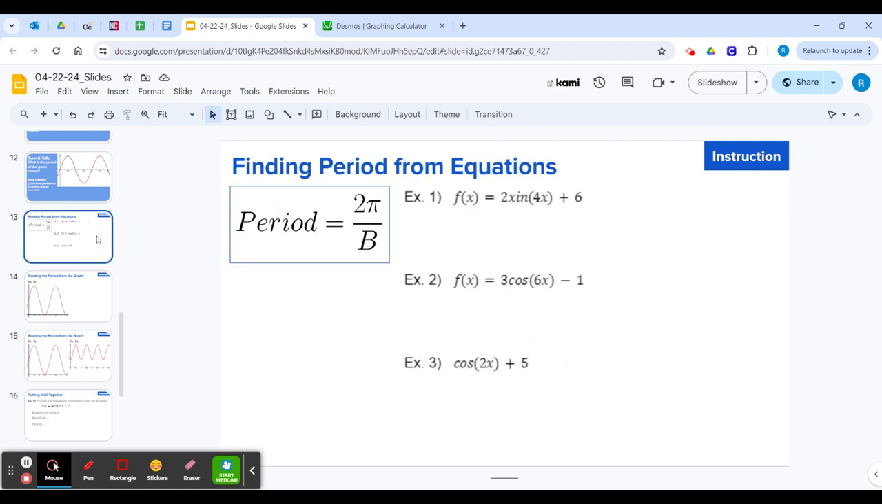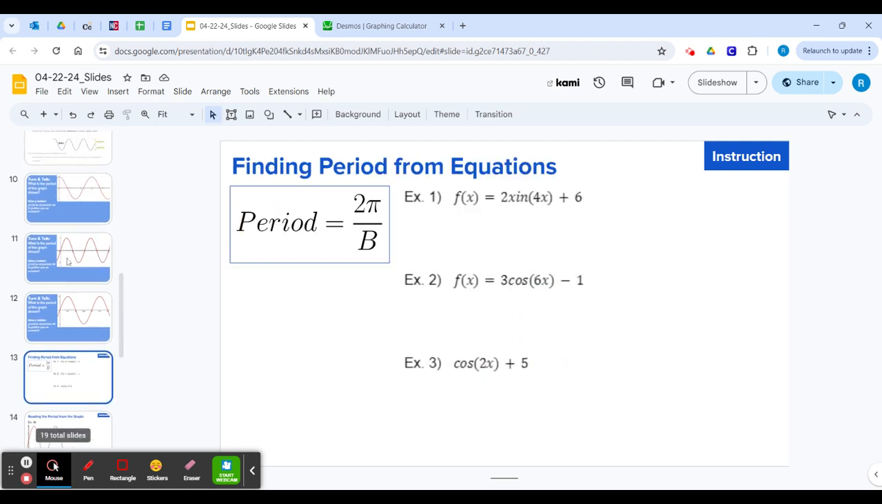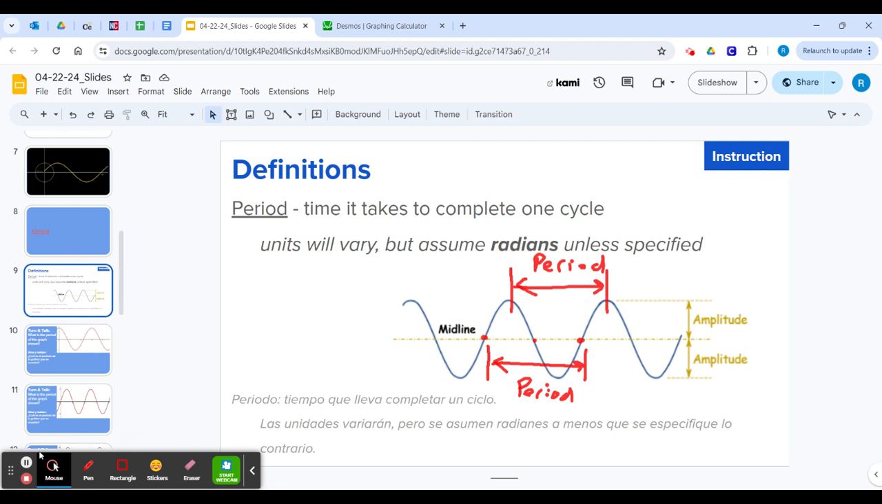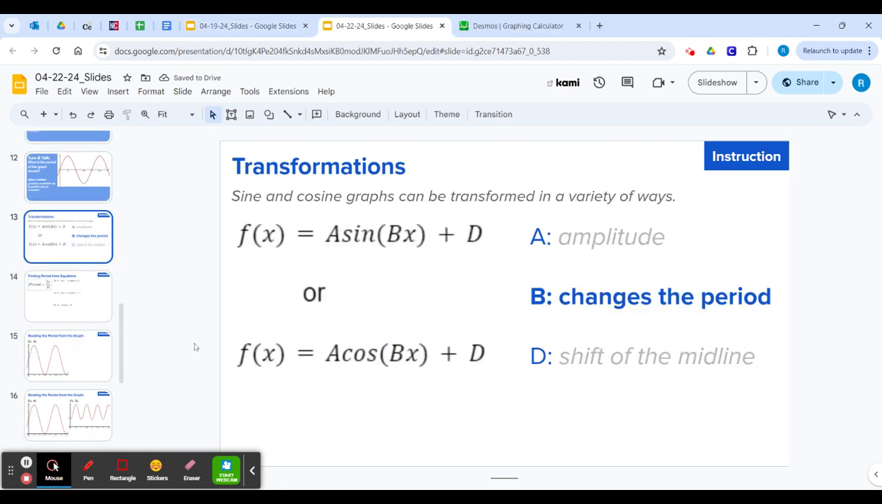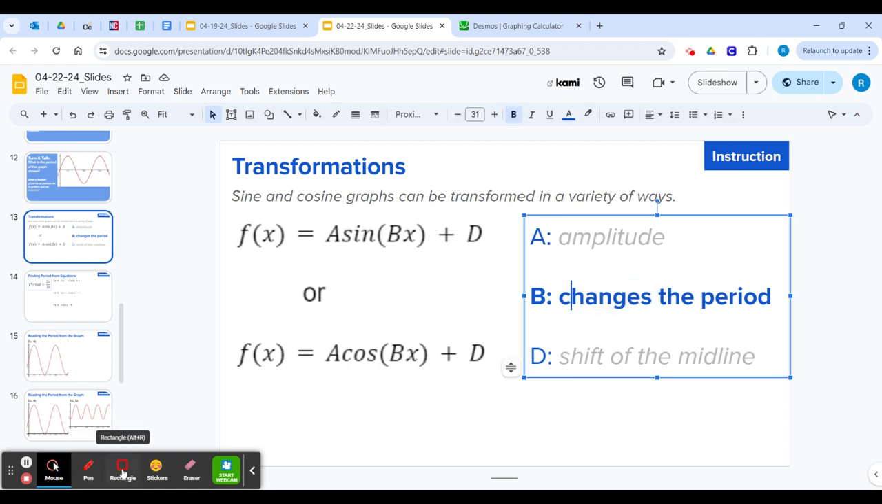Tying this into our equations, let me go back here to our transformations. We should first label this B coefficient that we ignored last lesson. Notice how we had amplitude and midline defined in terms of our equation. This B coefficient, the thing that is multiplying with x inside of our sine and cosine function, is going to change the period. Notice how it's not the period itself. It's going to change the period.